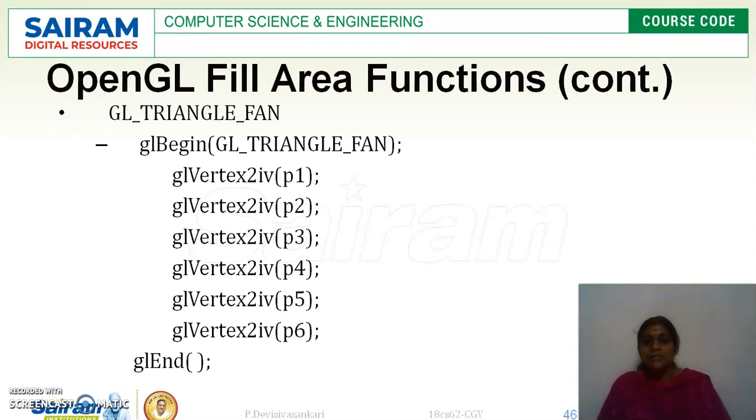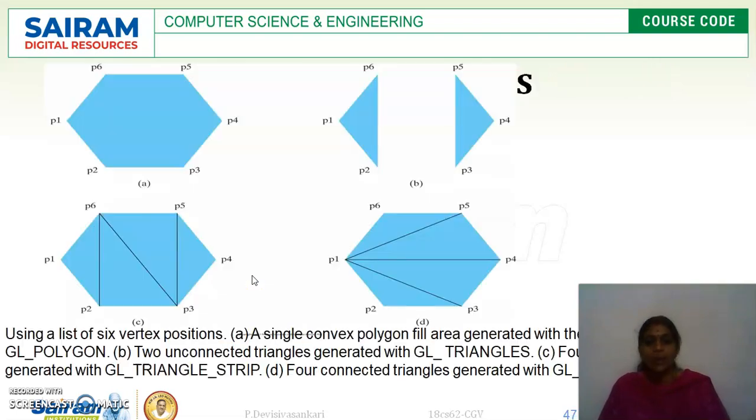And next comes the triangle fan. So the triangle fan here consists of P1, P2, P3, P4, P5 and P6, right? So all the points with the variable P and integer values of two-dimensional x and y value. See, these are the things actually we have seen in the previous slides.